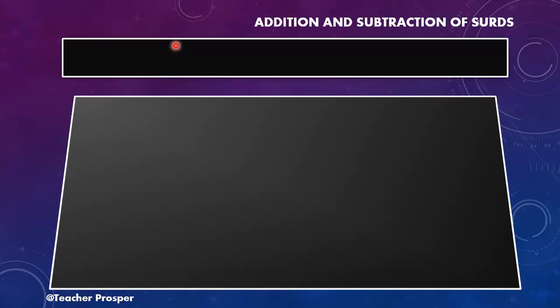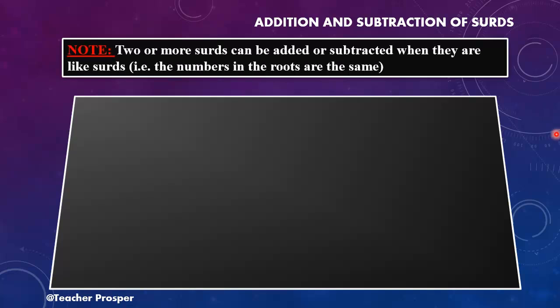Ladies and gentlemen, today we are looking at addition and subtraction of surds. So, we said two or more surds can be added or subtracted when they are like surds. That is, the numbers in the roots are the same. For example, when we have square root of 3 and square root of 3, they are like surds because the numbers in the root are the same. Let's consider an example here.